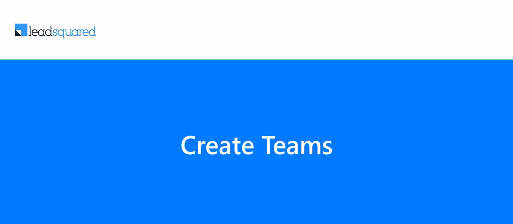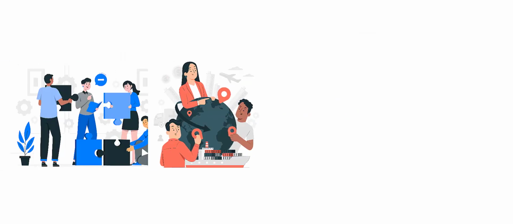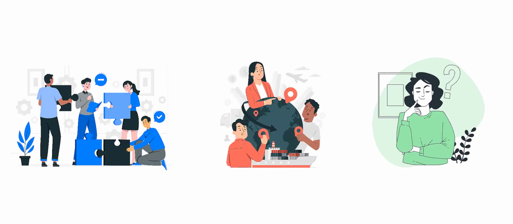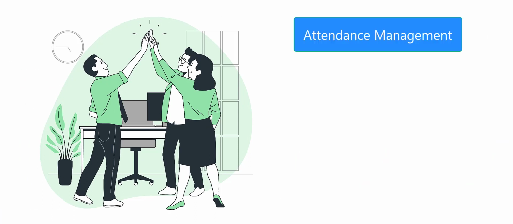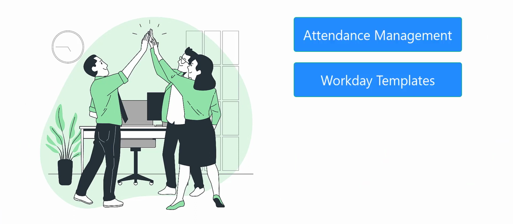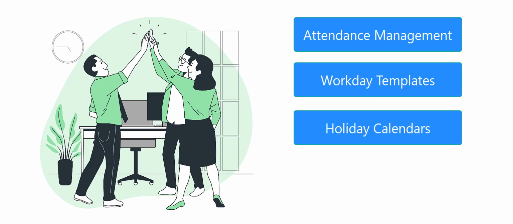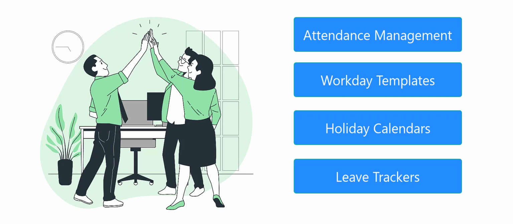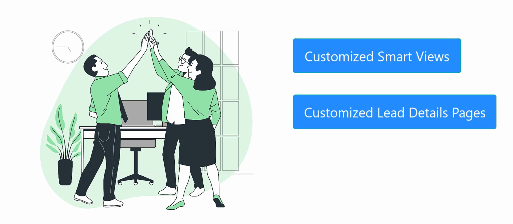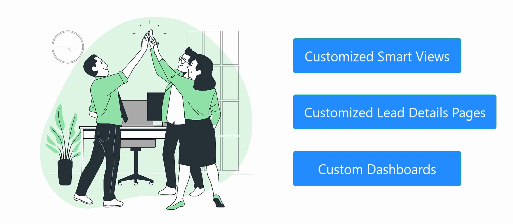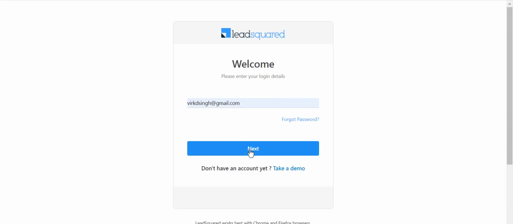In this video, we'll go over the LeadSquared Teams feature and how it can help you segregate your users by department, region, or any other criteria. Once you set up teams in your account, you can assign attendance management features like workday templates, holiday calendars, and leave trackers. You can also assign your teams powerful features like customized smart views and lead details pages and custom dashboards.